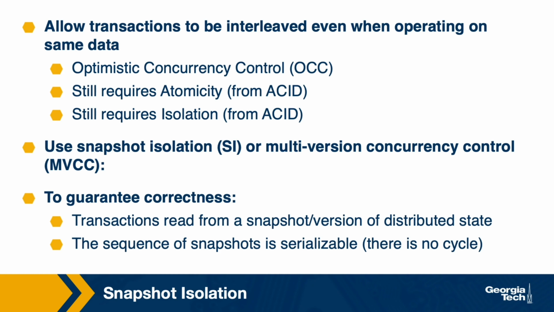To guarantee correctness, it is necessary to make sure that the order in which the snapshots are used and the order in which they depend upon one another forms a serializable sequence. So if you draw directed lines among the snapshots that a transaction depends on or produces, there shouldn't be a cycle in that graph. If it looks like a cycle will get formed, that's an indication that there is a conflict, and then we have to pick a transaction to be aborted and restarted.